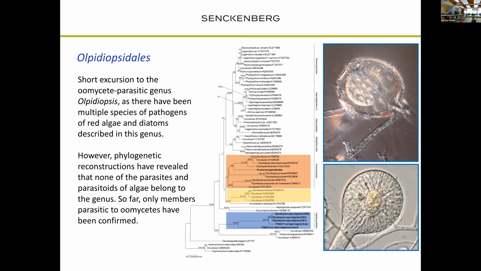And they are pretty basal in the Oomycetes, but not at all related to the other groups that had been previously assigned to Olpidiopsis, which are the red algal parasites there with the red-brownish shading, and beneath with the yellow-brownish shading. These are parasites of diatoms that also had been previously assigned to Olpidiopsis. But Olpidiopsis, as it stands, is really only restricted to Oomycetes, at least the confirmed species only in Oomycetes.